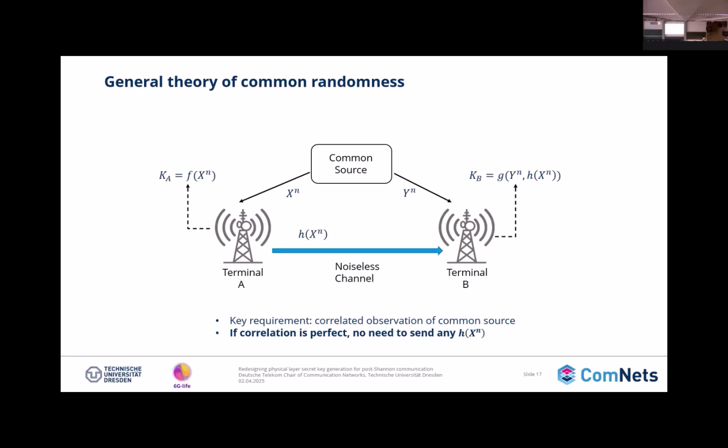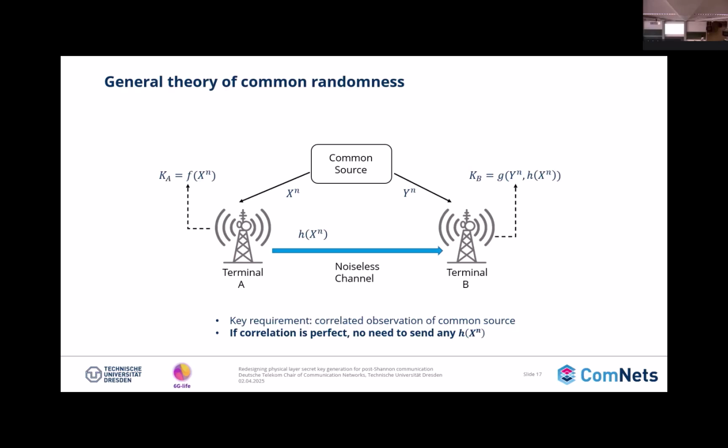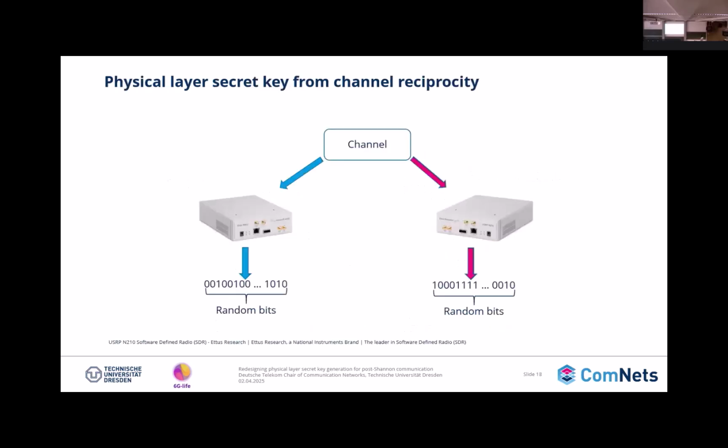And in order to reduce these errors, we assume a noiseless, unidirectional channel that is established from terminal A to B. And then terminal B can use this information that is being sent to align its random variable with respect to the random variable generated at terminal A. Of course, if the correlation is perfect, then we do not have to transmit any of this information on the noiseless channel. But when it comes to physical layer key generation, there will be some errors. We will discuss that part later.